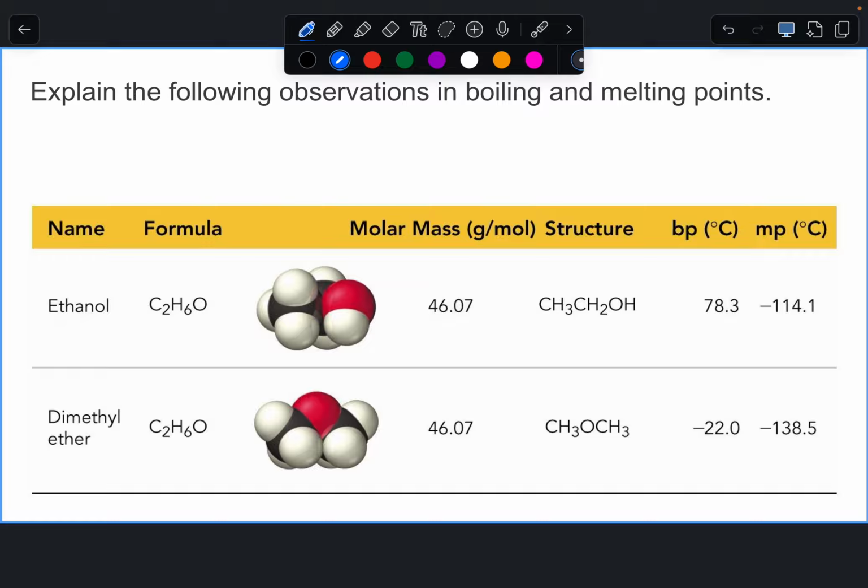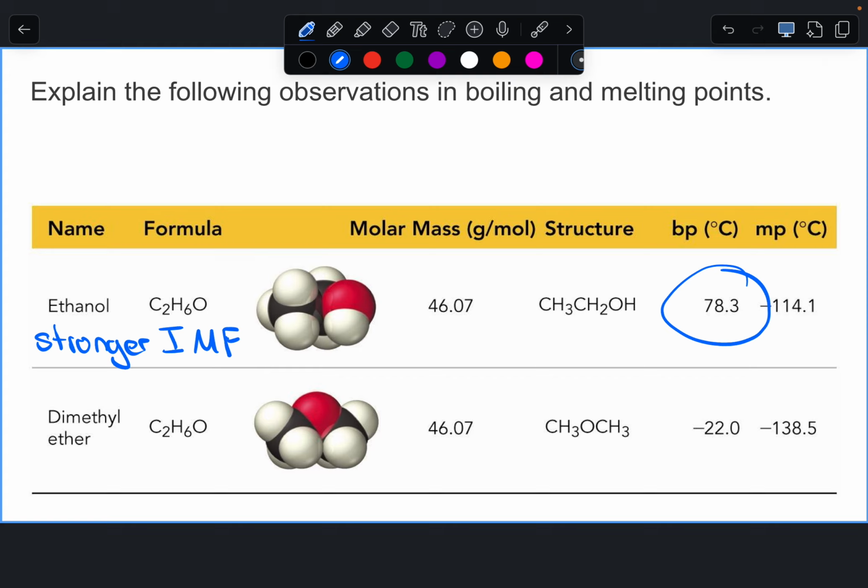Okay, so if we look at their boiling points, like I said, melting point is going to have the same trend. If we look at the boiling point, the ethanol obviously has a higher boiling point. So before we even identify what the intermolecular force is, we can say ethanol has stronger intermolecular forces, because it's telling us that it takes more energy to break those intermolecular forces apart. That's what boiling is: breaking those intermolecular forces.